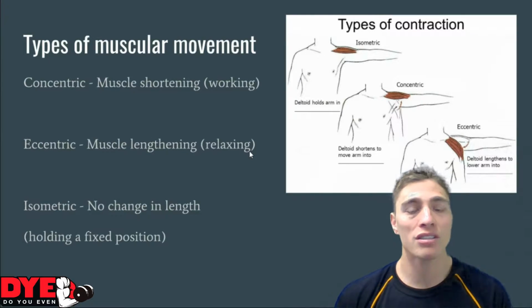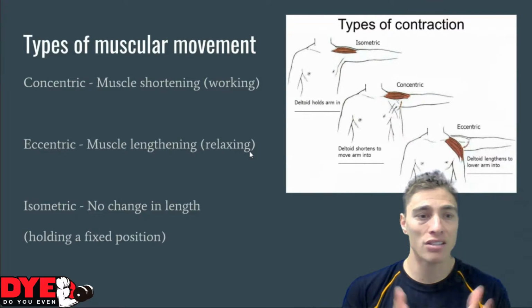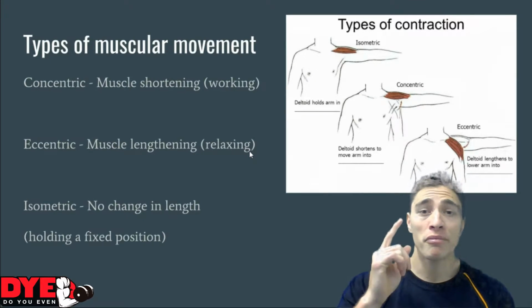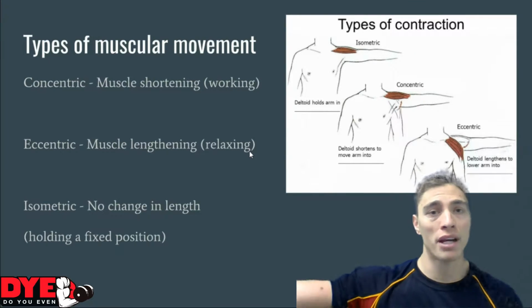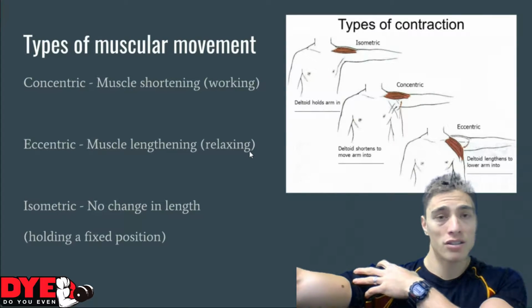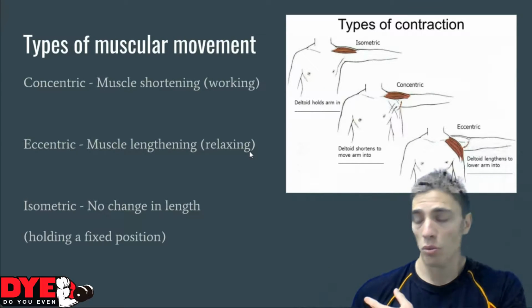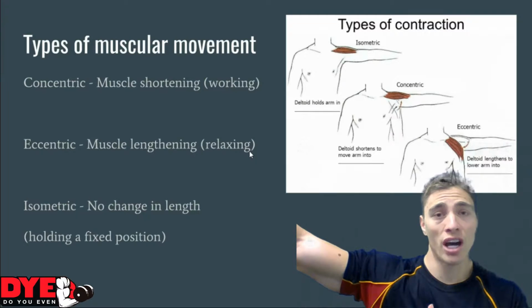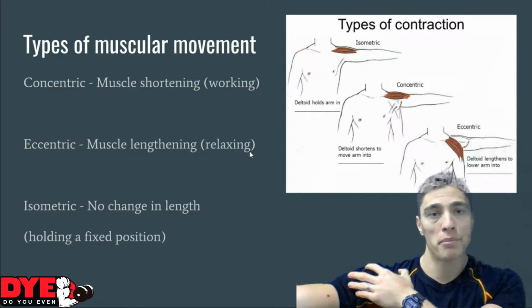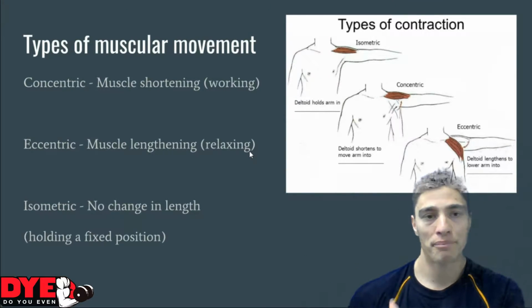And isometric, that's when there's muscle contraction, but there is no change in length, so holding a fixed position. Looking at our example above, isometric, holding your arm out to your side, fires up your deltoid, but it is working to hold your arm in that position, but doesn't lengthen or shorten. Concentric, when you are actually raising your arm to your side, your deltoid is shortening to pull your arm up. And then the eccentric, relaxing, lengthening to lower the arm.